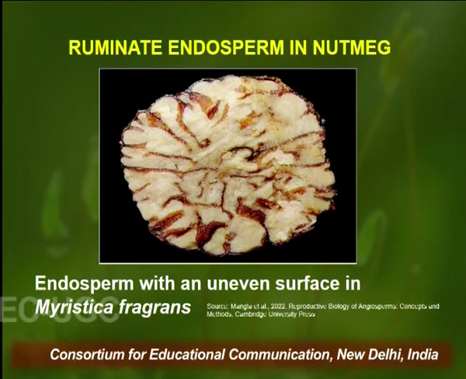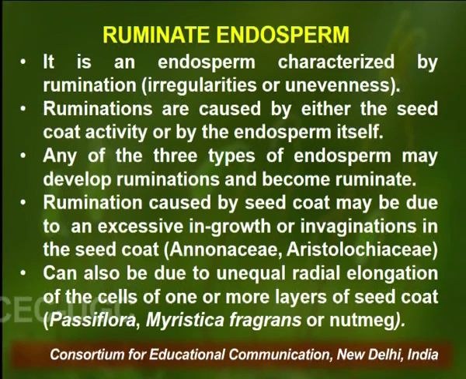Then there is ruminate endosperm, which you see here, in nutmeg. So, what is different here? You can see that there are some evaginations, some ruminations present on the structure. The endosperm does not have a smooth structure, it is uneven in surface, and this is seen in Myristica fragrans. Ruminate endosperm is characterized by irregularities or unevenness. These are caused by either the seed coat activity or the endosperm itself.